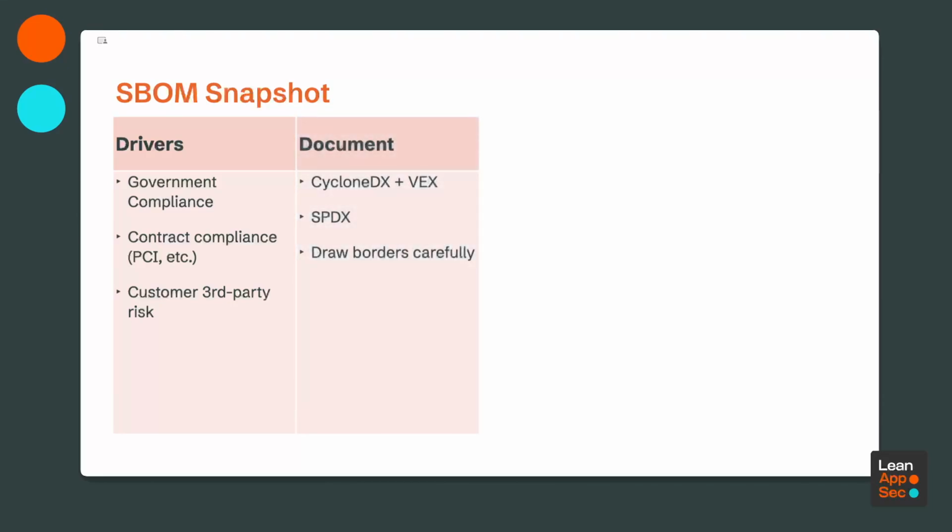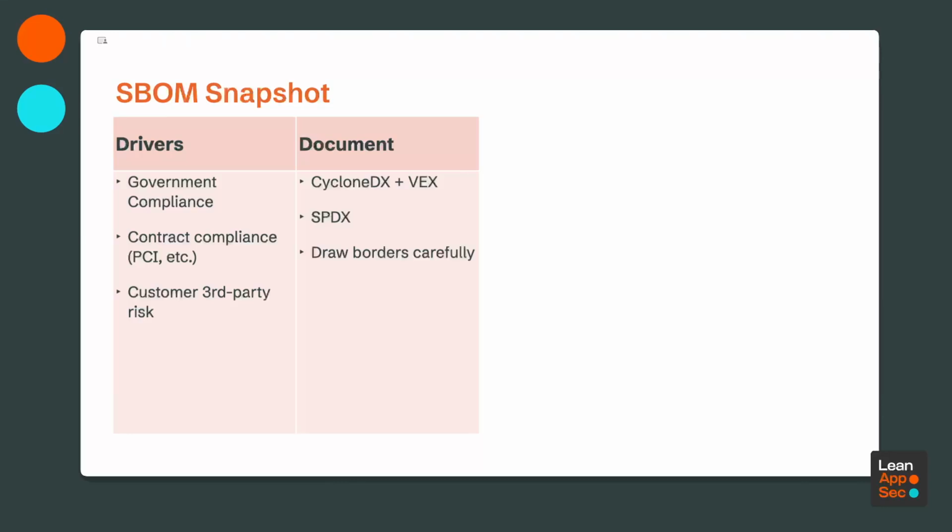There's also the document itself. So we discussed a couple of different common formats. There's the SPDX, of course, which is ancient and venerable, but the recommended CycloneDX and its sidecar format, the Vulnerability Exploitability Exchange, or VEX, and the importance of being able to manage these, scope them, and draw the borders around what counts as a software component.